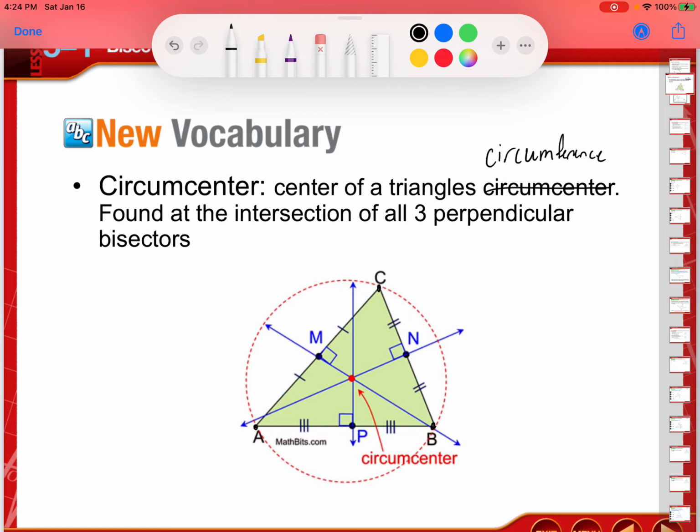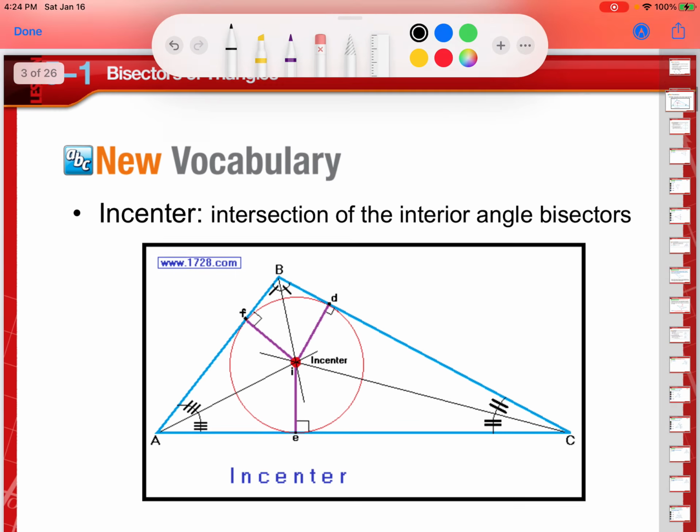That's just great wording. I love that. The center of a triangle's circumcenter. It's just not a real thing.